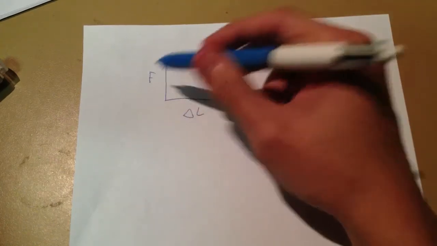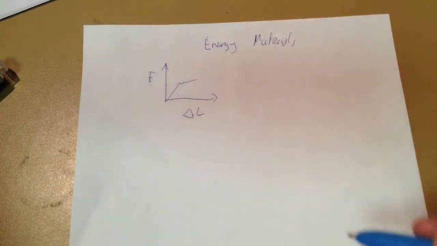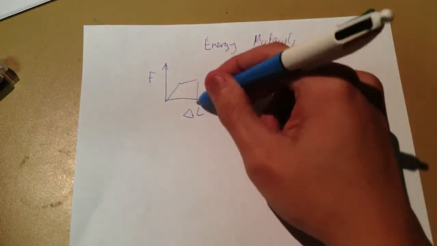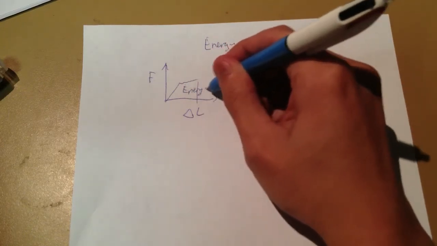If you have a graph of force against change in length, it looks something like this. The area of the graph is energy. Okay, 1.